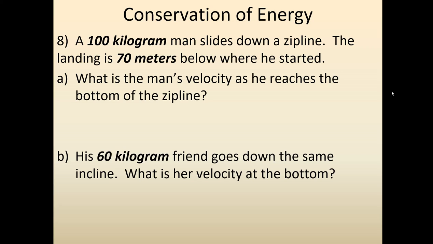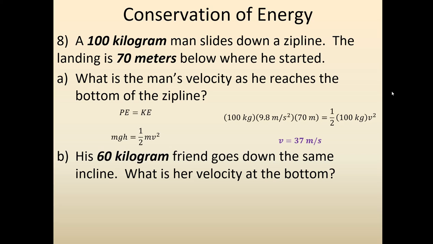So we have a person going down a zip line, landing at some height. I'm not going to go through the 5 questions from here, but the main thing is that we start with potential from the height, and we end with some speed because we're assuming that he starts at 0. That means I'm going to do mgh equals 1/2 mv squared, plug the numbers in, and we get 37 meters per second. Now in part B, we're changing the mass.